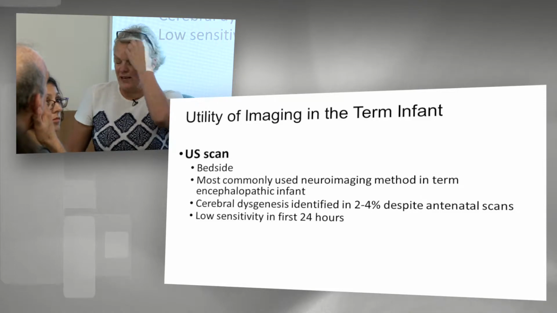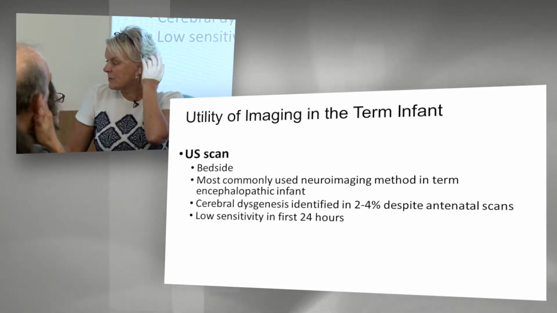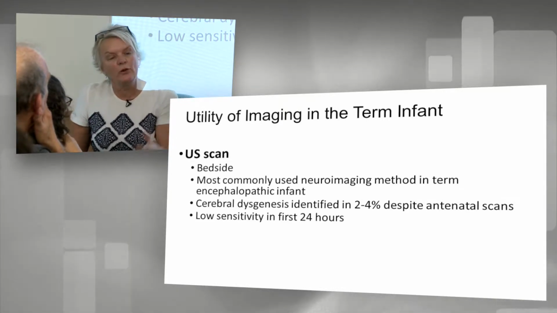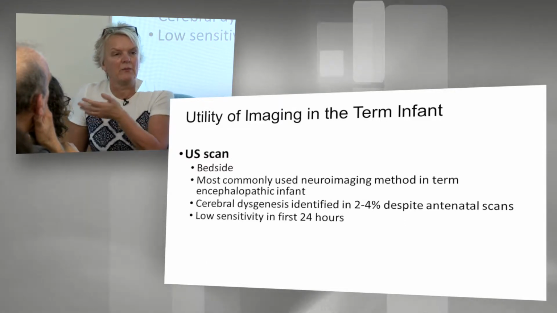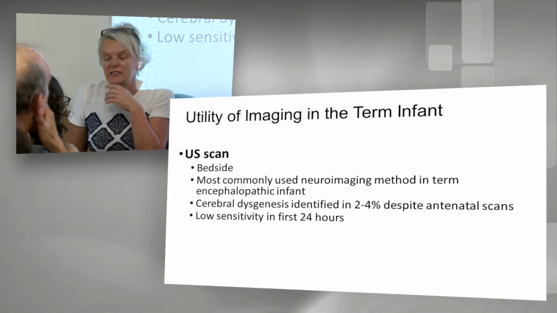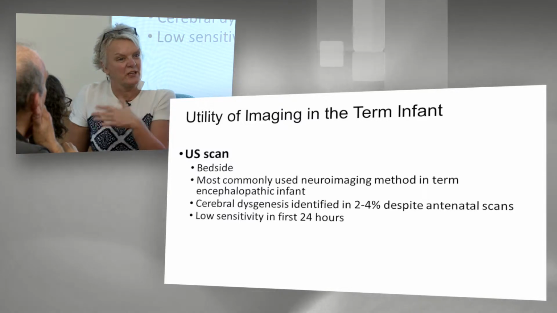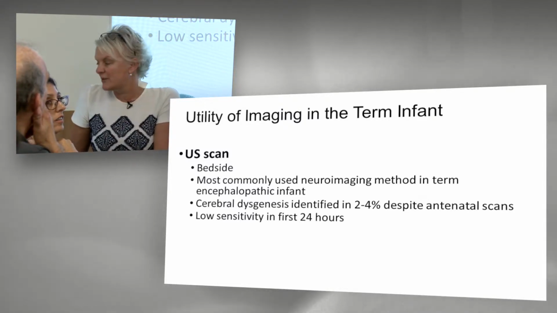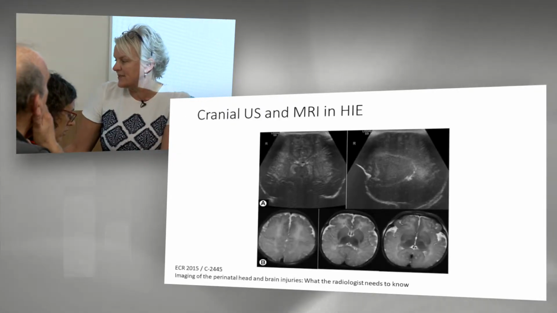Why am I so MRI-centric? Well, ultrasound is useful. It's bedside. It's the most commonly used neuroimaging method in term encephalopathic infants, and you will pick up, we were talking about an agenesis of the corpus callosum. We had this large study of over 4,000 babies in the US, and in around 2 to 4% of them there was a dysgenesis, some of which was agenesis of the corpus callosum, picked up that hadn't been picked up on fetal ultrasound. So it's very useful, but for specific forms of injury it has a low sensitivity.